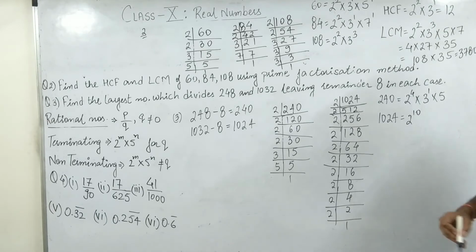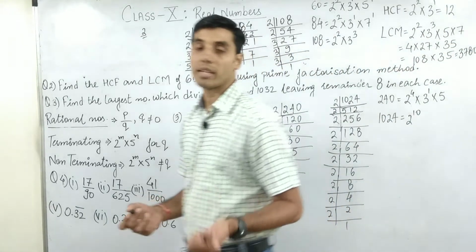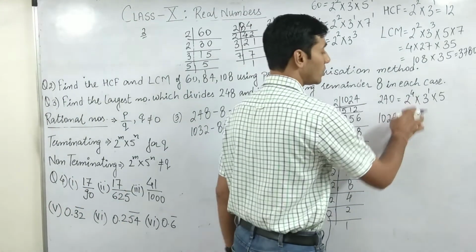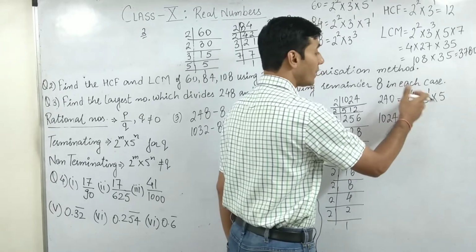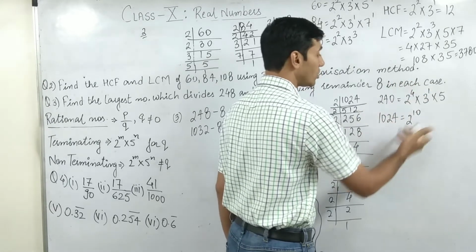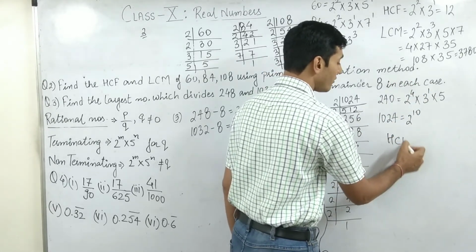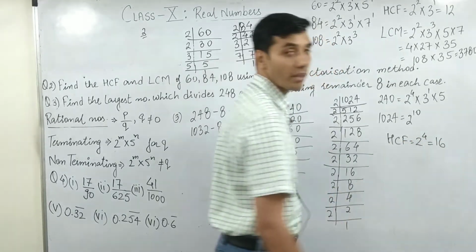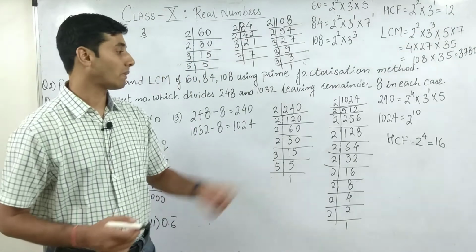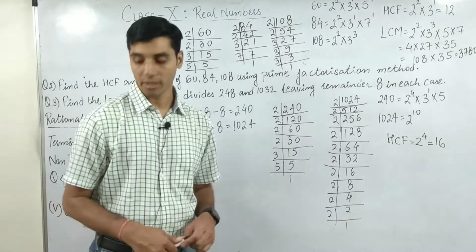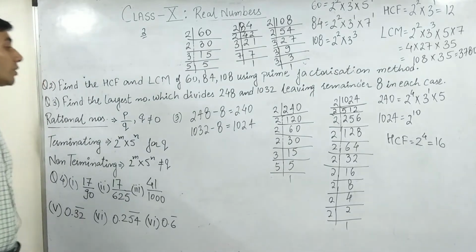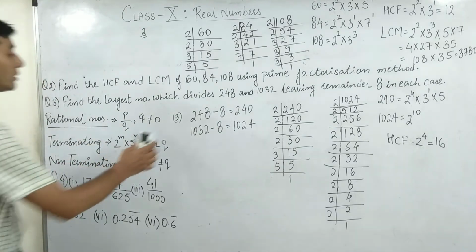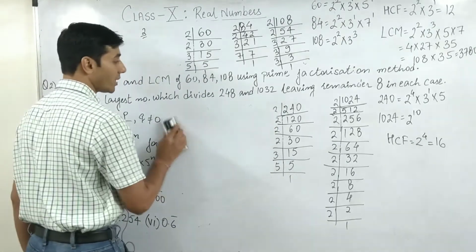How do you find HCF? You find HCF by taking the common factor and then the smallest power. What is the common factor? 2. And what is the smallest power? 2 to the power 4. So HCF should be equal to 2 to the power 4, which is 16, because 2 cube is 8, so 2 to the power 4 is 16. That's all. It's done. It's so simple. Let's move on to the next now. Question number 4. But before question number 4, let's tell you what are rational and irrational numbers.